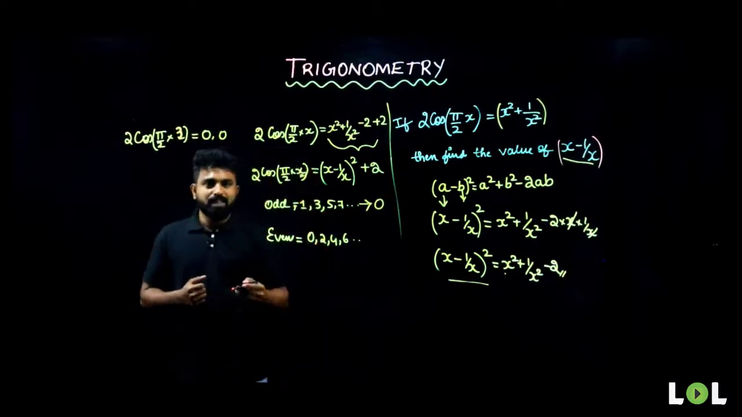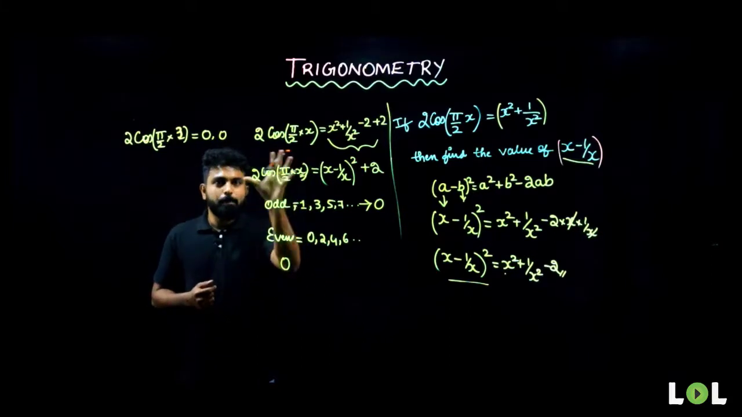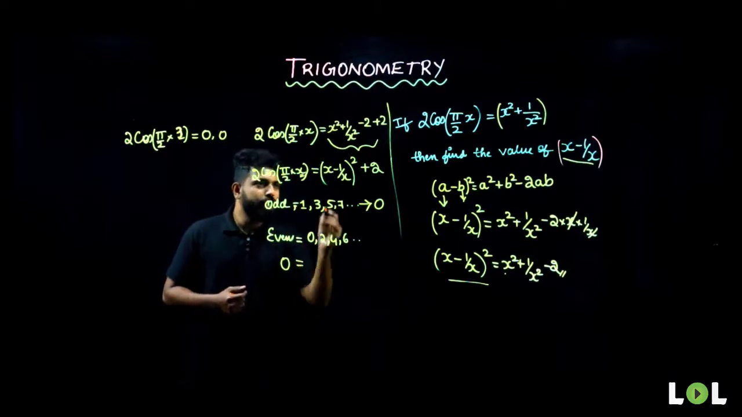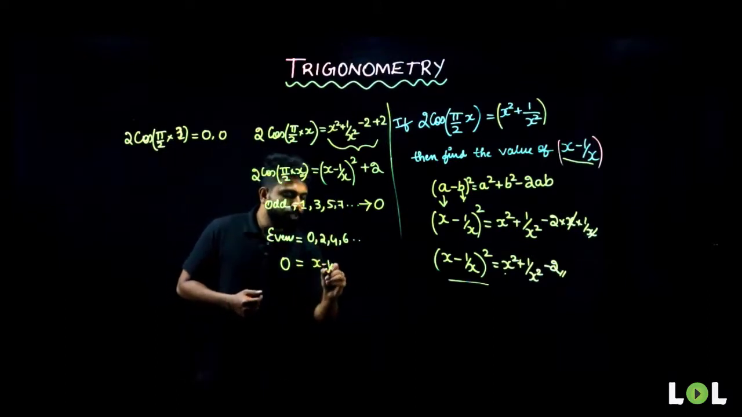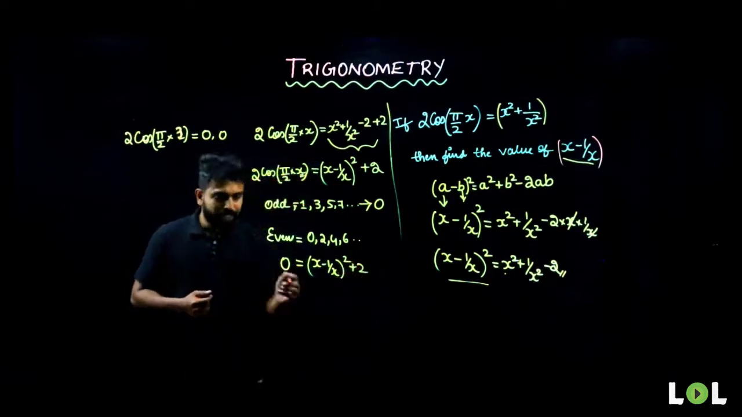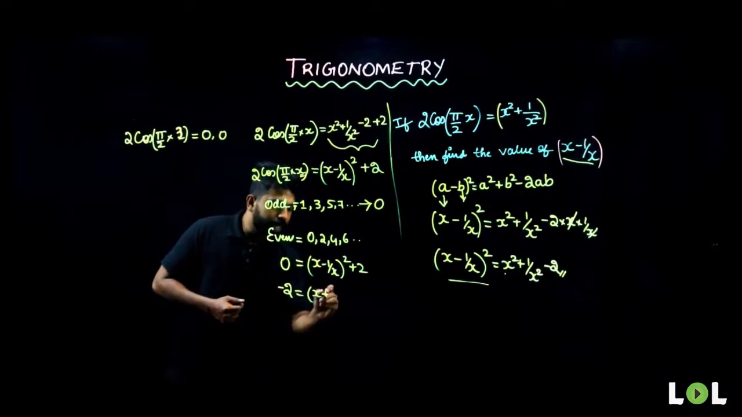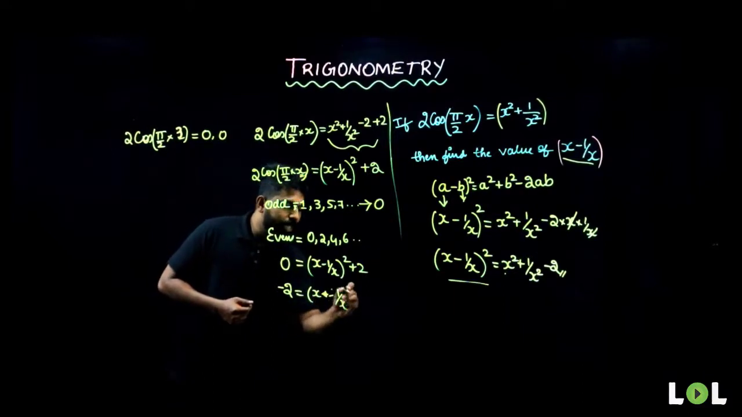If the value of cos is 0, what will happen to this equation? This left hand side completely becomes 0, and that will be equal to x minus 1 by x the whole square plus 2. Now plus 2 coming onto the other side will become minus 2, which will be equal to x minus 1 by x the whole square.